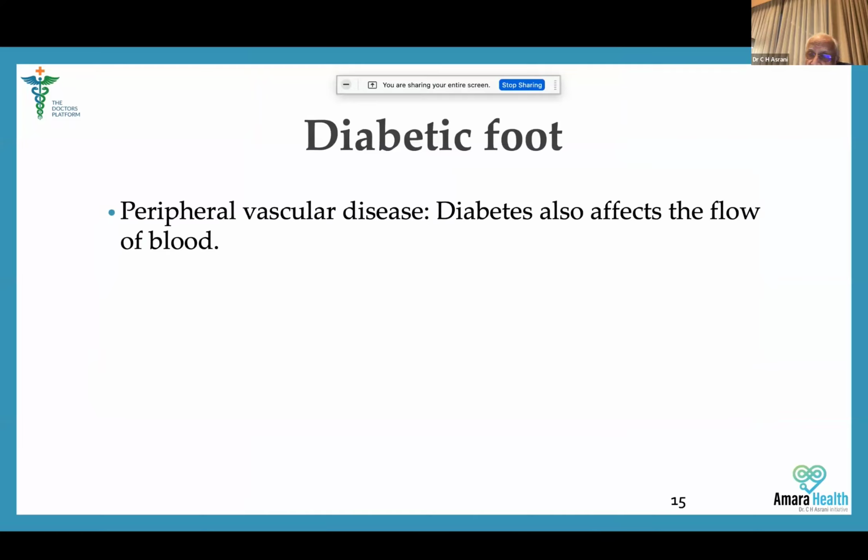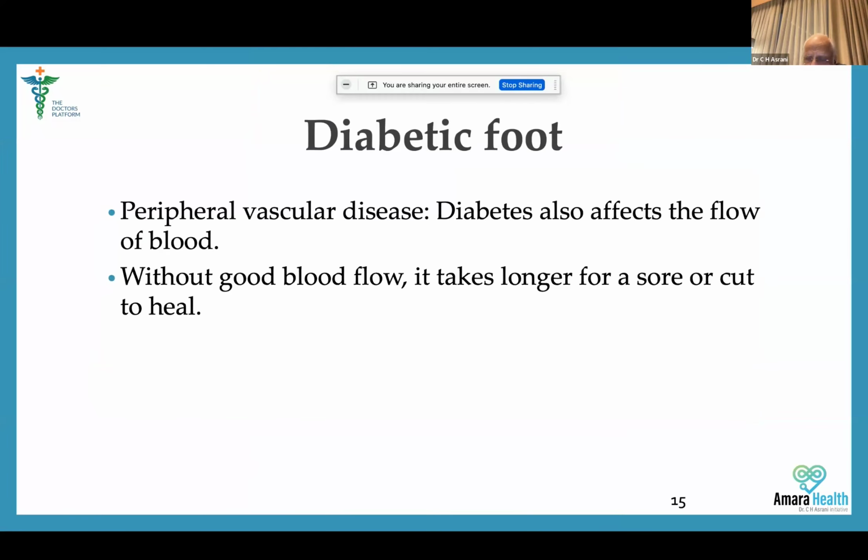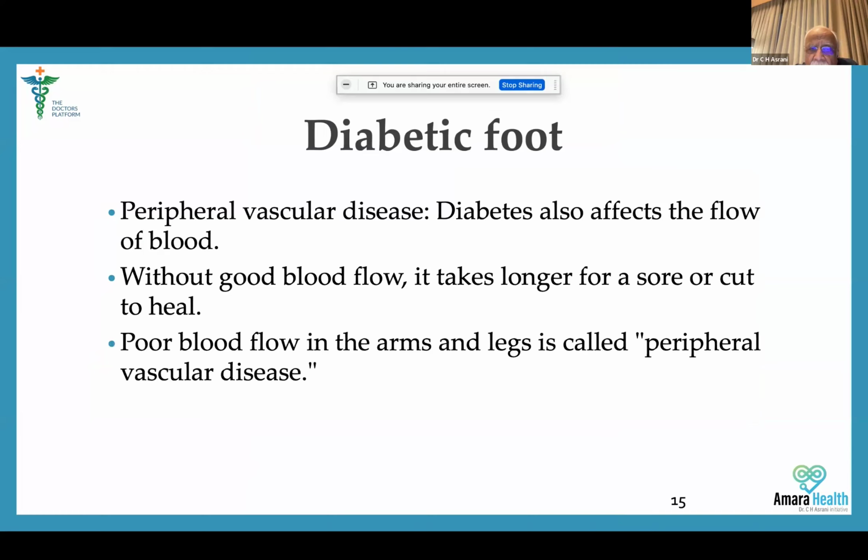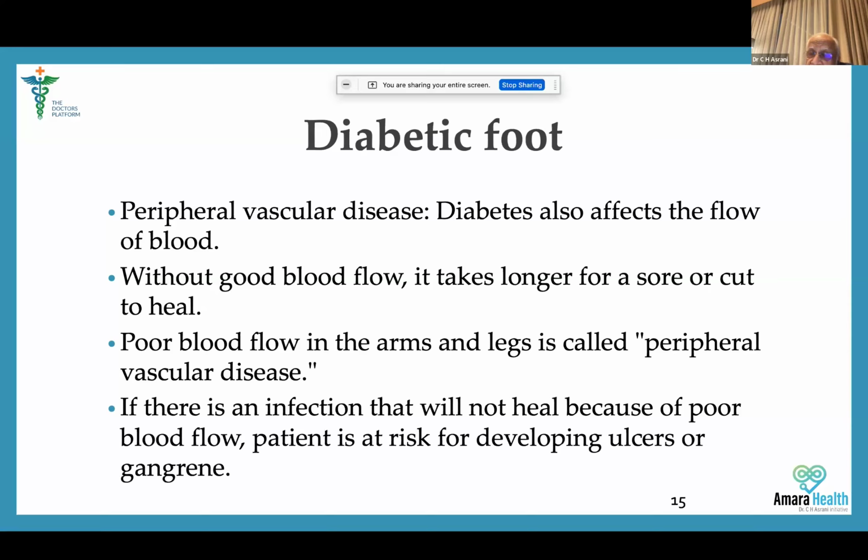Diabetic foot has three components. One is neuropathy, one is peripheral vascular disease, third is infection. Without good blood flow, it takes longer for an ulcer to heal. Poor blood flow in arms and legs is called peripheral vascular disease, because these are arteries of the periphery; the heart is in the center, kidneys are in the center. Then if there's an infection, it doesn't heal because of neuropathy as well as arterial disease.